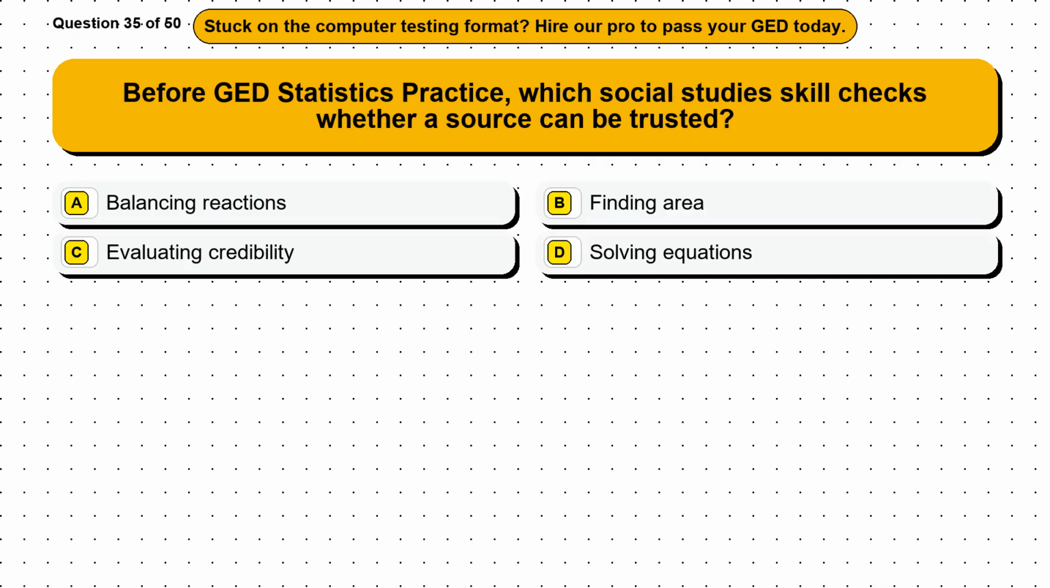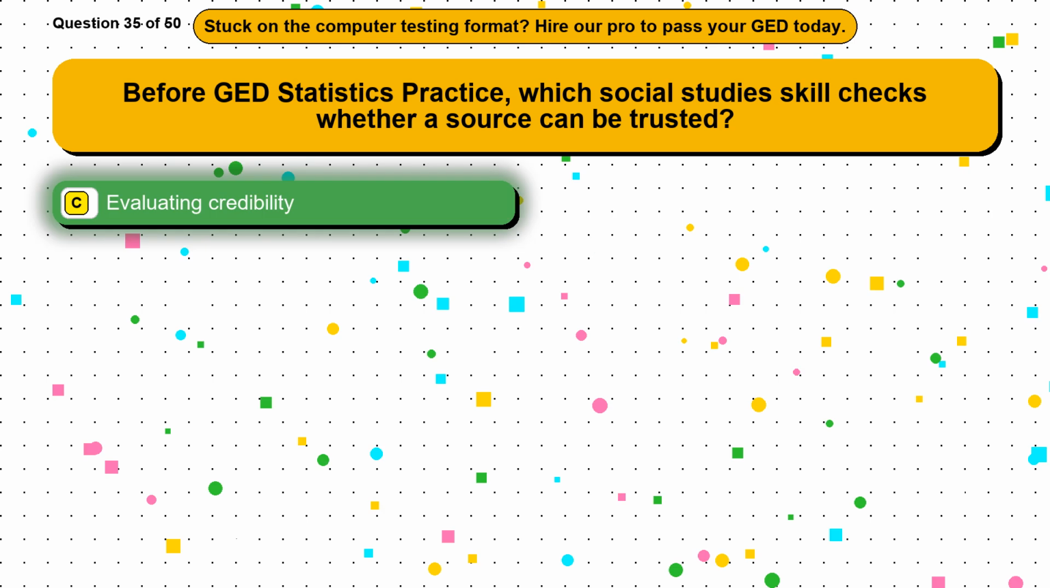Question 35. Before GED Statistics Practice, which social studies skill checks whether a source can be trusted? Option A balancing reactions. Option B finding area. Option C evaluating credibility. Option D solving equations. The correct answer is option C.